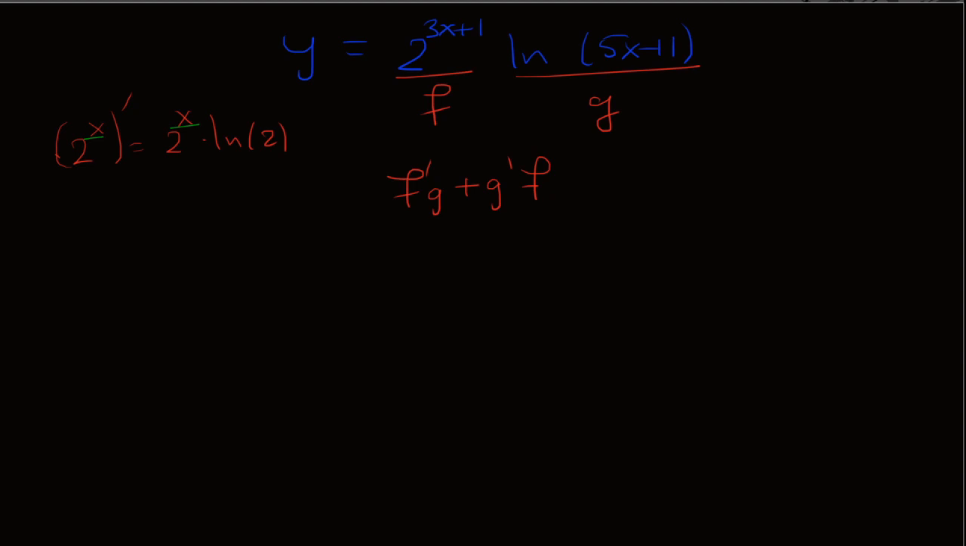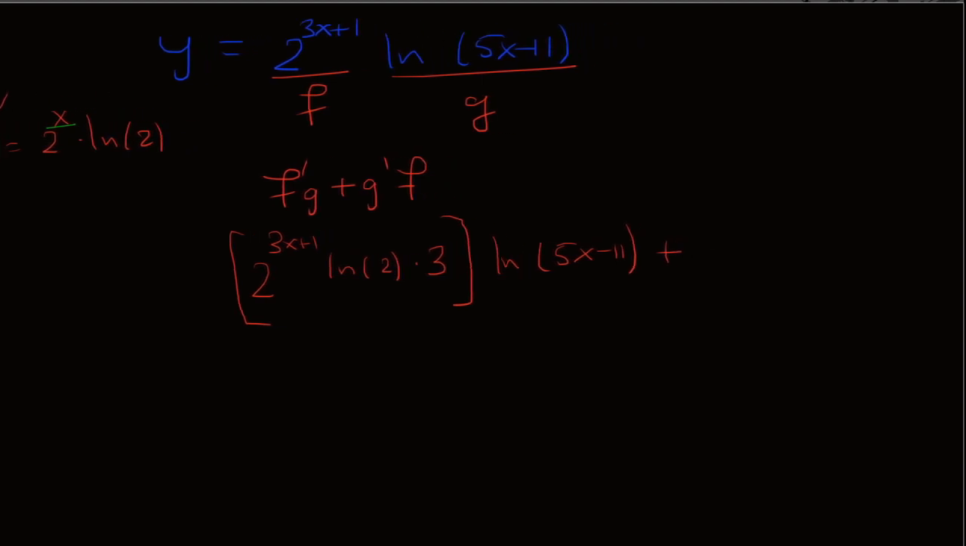So that's just going to be 2 to the 3x plus 1 times ln of 2 times the derivative of 3x plus 1, which is 3. Okay, so this whole thing is going to be my f prime. G will just be the natural log of 5x minus 11. Okay, now we want to take the derivative of g.